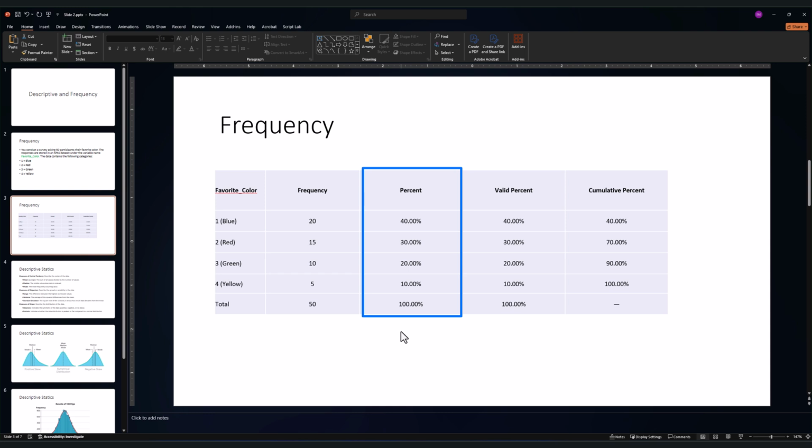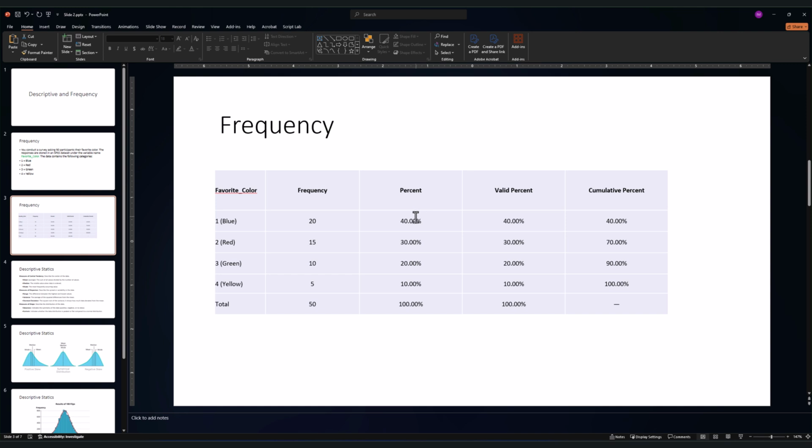The frequency column indicates how many individuals have chosen blue as their favorite color, which is 20. Then we have red, and 15 respondents' favorite color is red. Then we have green and yellow with 10 and 5 responses respectively. And the percentage column indicates the percentage of each color category out of 50 responses.